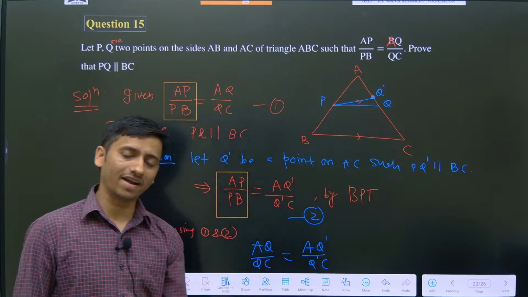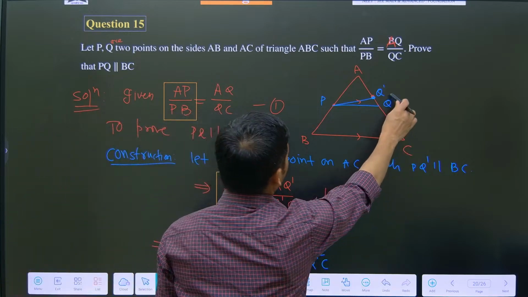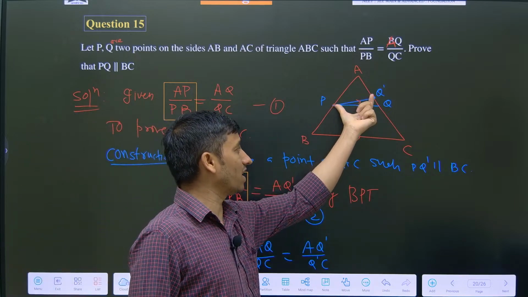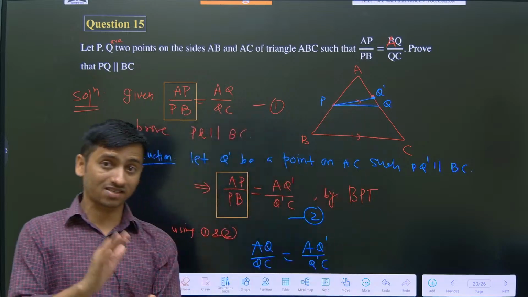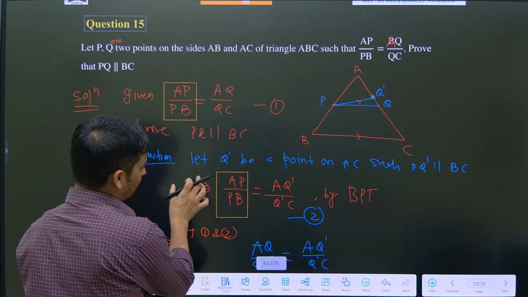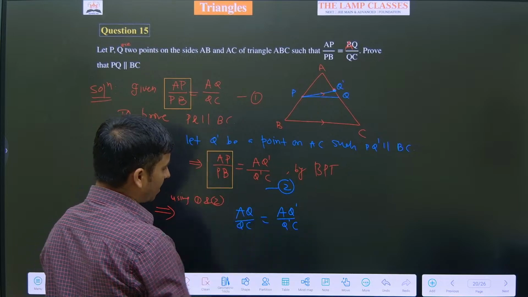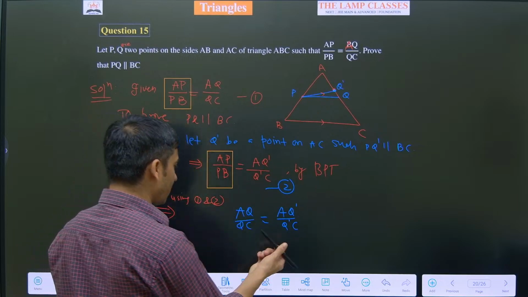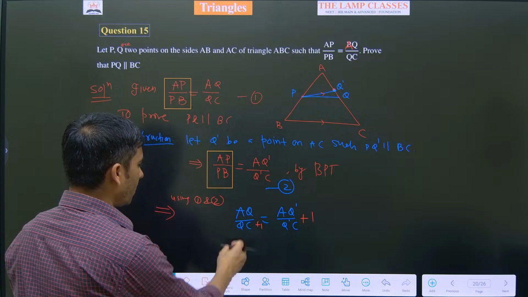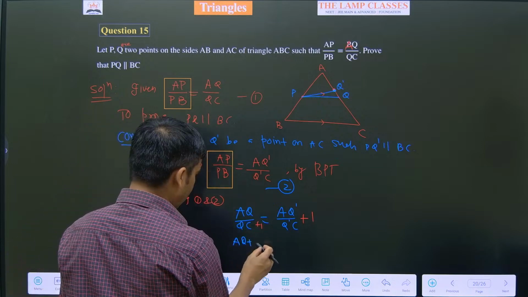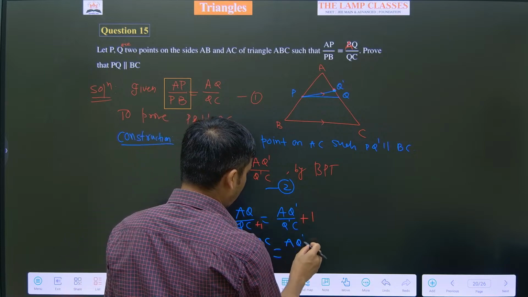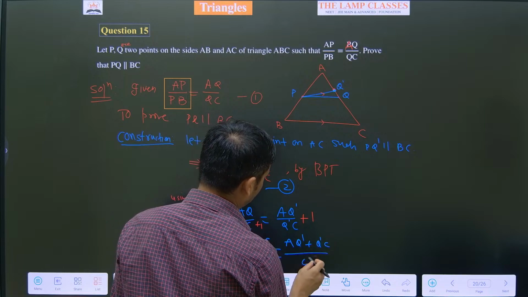Before proving this, you had an idea: we are trying to prove Q and Q dash coincide. If Q and Q dash are not different points, they are the same point. So if PQ dash is parallel to BC, PQ will also be parallel. That's the idea we have in mind. To prove it directly, do not say from here that Q and Q dash coincide. The better way might be to add one to each side. If we add, we get AQ plus QC upon QC is equal to AQ dash plus Q dash C upon Q dash C.